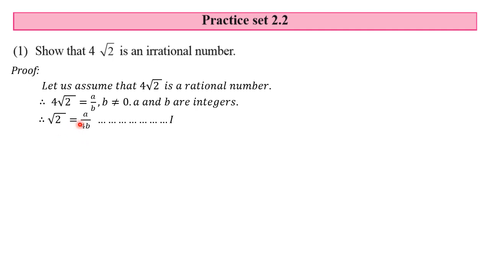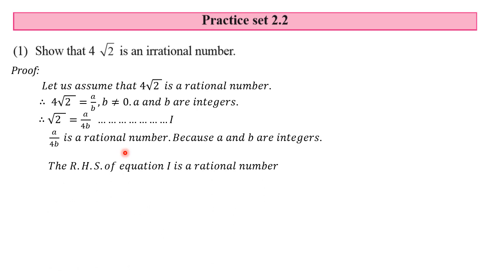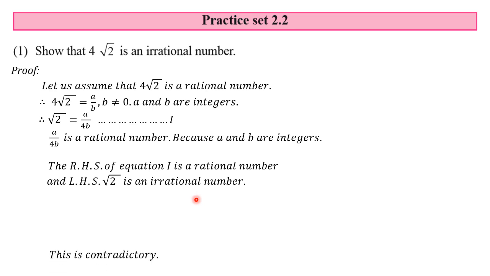Since A, 4, B all are integers, we can say that A upon 4B is a rational number. Opposite to that, root 2 is an irrational number. We have proved this, that root 2 is an irrational number. So for equation 1, the right hand side is a rational number, and opposite to that, the left hand side root 2 is an irrational number.